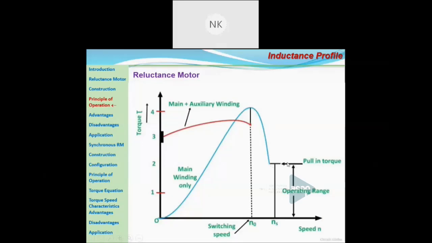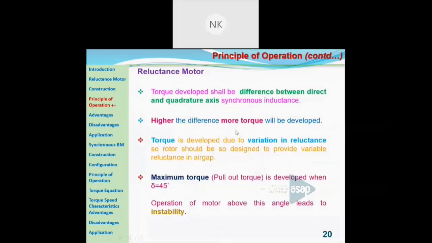Pull-in torque means it is the ability of the motor to pull into synchronism when changing from induction to synchronous motor operation. That is the pull-in torque. So this is the operating range corresponding to the area. So the torque developed shall be a difference between the direct axis.